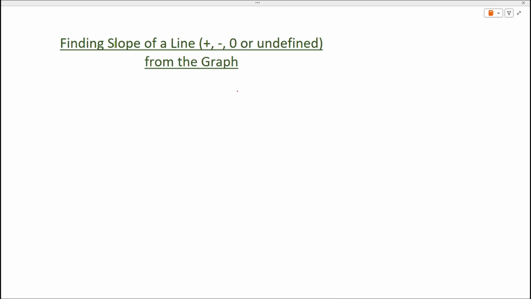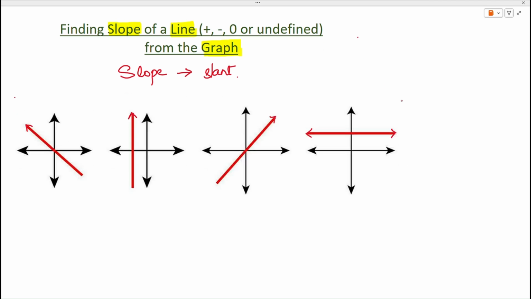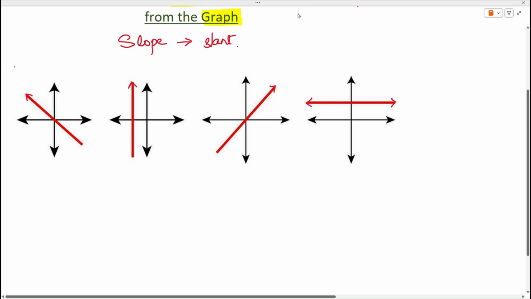Hello, today we learn how to find the slope of a given line from its graph. So first let us look into what slope is. Slope is actually the slant of a line, how tilted a line is. For that you will come across four different scenarios. So this is how the graphs could look like.